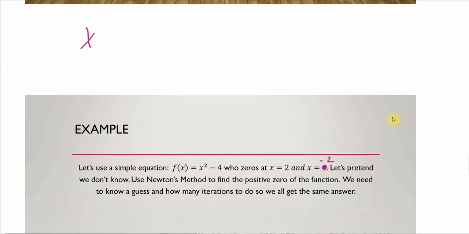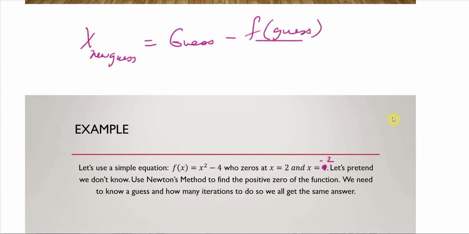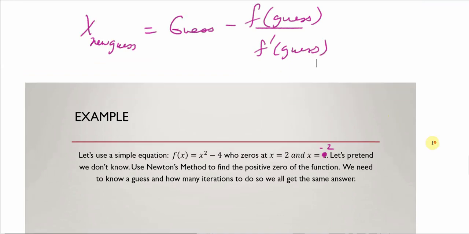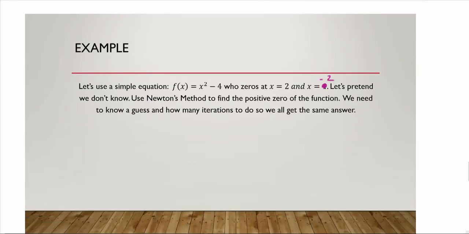Newton's method is going to be x of the new guess. I'm going to call this guy the new guess here. It is going to be the guess minus f of the guess over f prime of the guess. Okay. So what I'm going to do is pick 3 as my guess. All right. So my guess is going to be 3. So I'm going to go 3 minus f of 3 over f prime of 3.